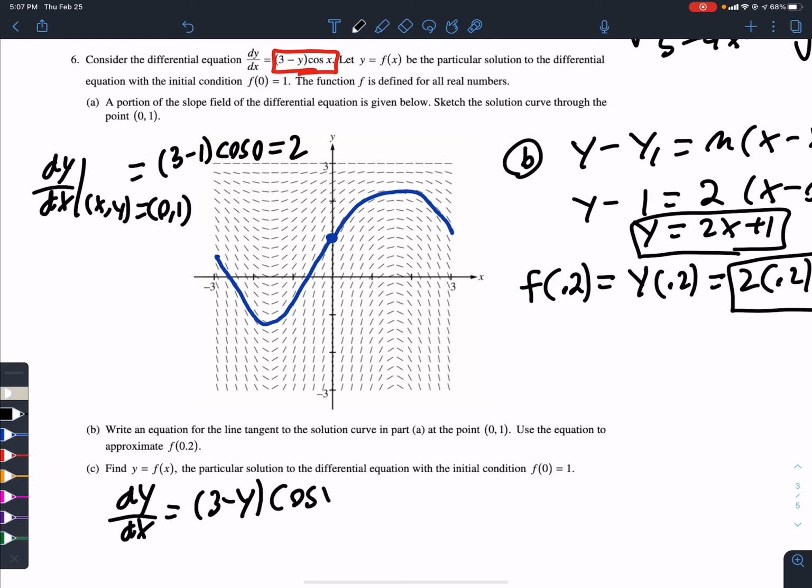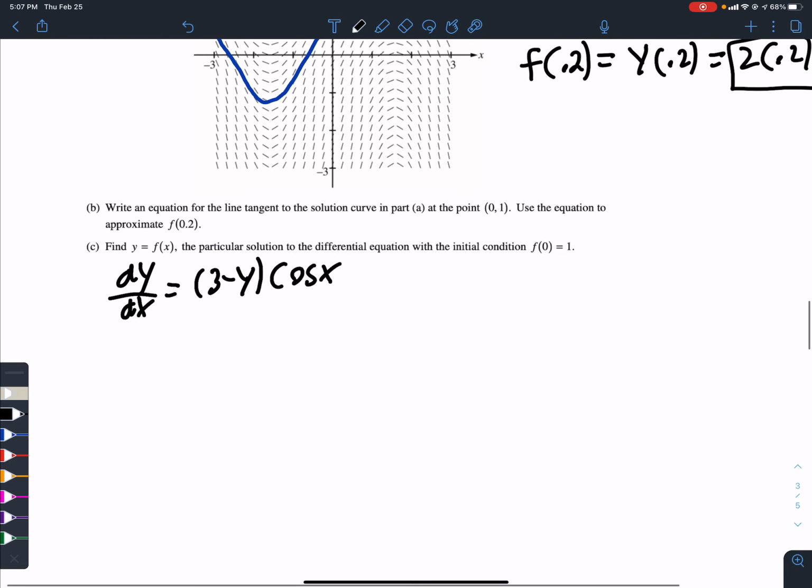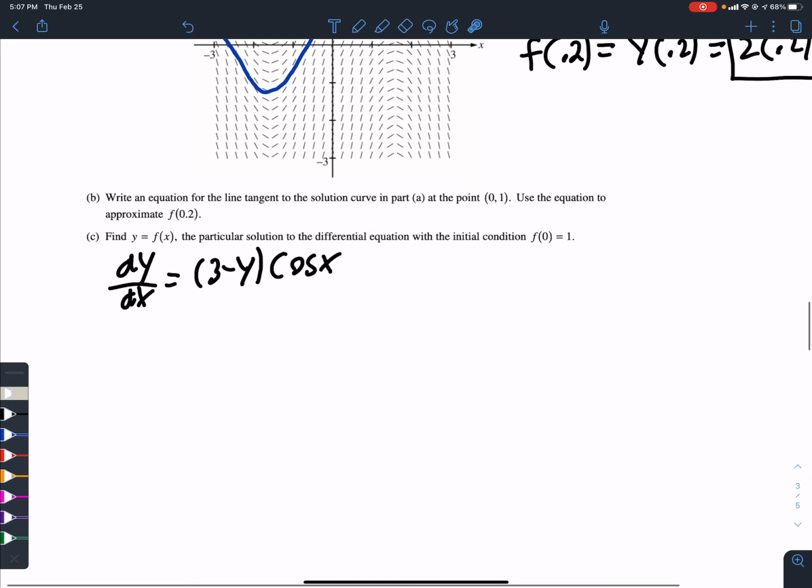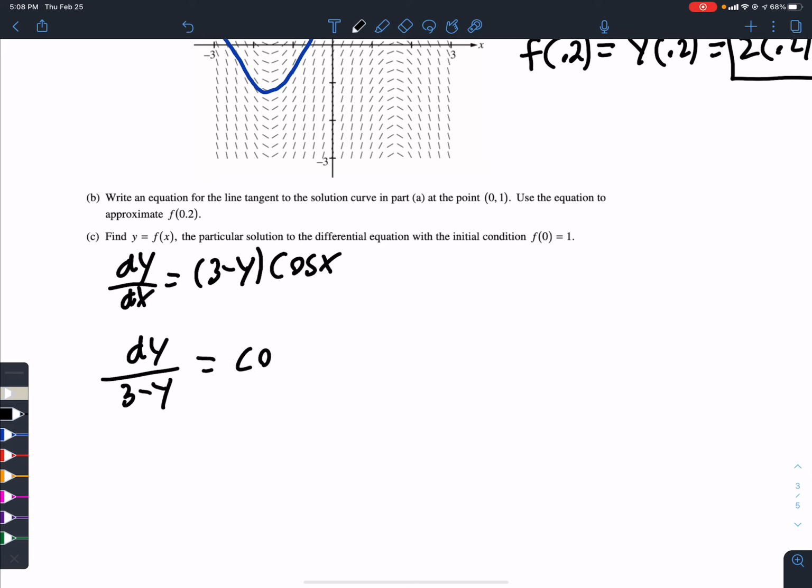and hopefully, when you look at that and you say, man, I need to integrate this to solve, you're going to notice your function's y, and you have a y in your derivative. You need to separate variables. I'm going to divide both sides by 3 minus y and multiply both sides by dx. Now you notice all your x's are together, your y's together. They give you a point for separating those variables in this particular year.